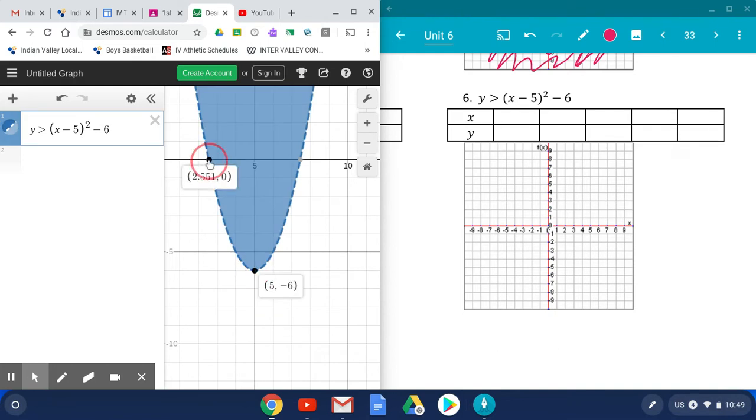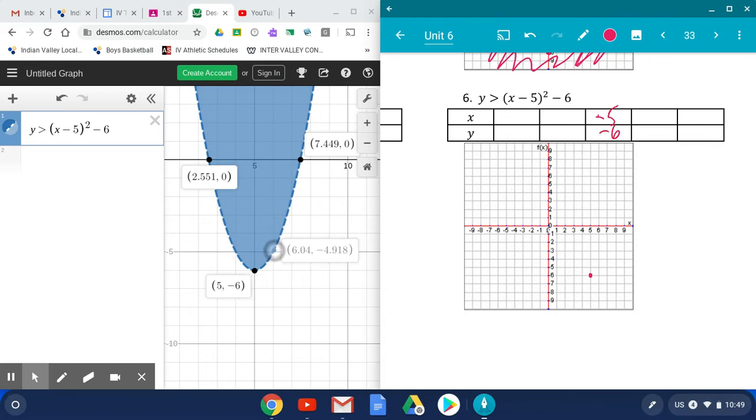I got -5, -6. My zeros are both ugly. Zeros are not on those lattice points. So I want to find some lattice points. I got 5, -6. That's my vertex. Ooh, there's a lattice point right there. I got 6, -5. So that's going to be here on the other side. Oops, that's a +5. So I'm going to have 4, -5.